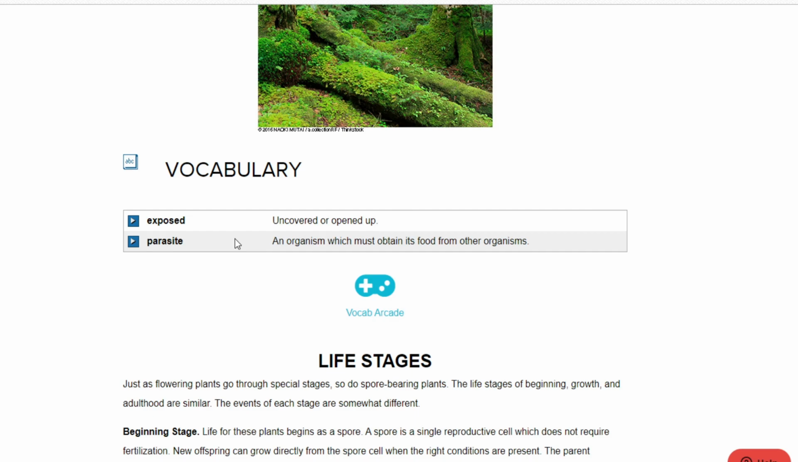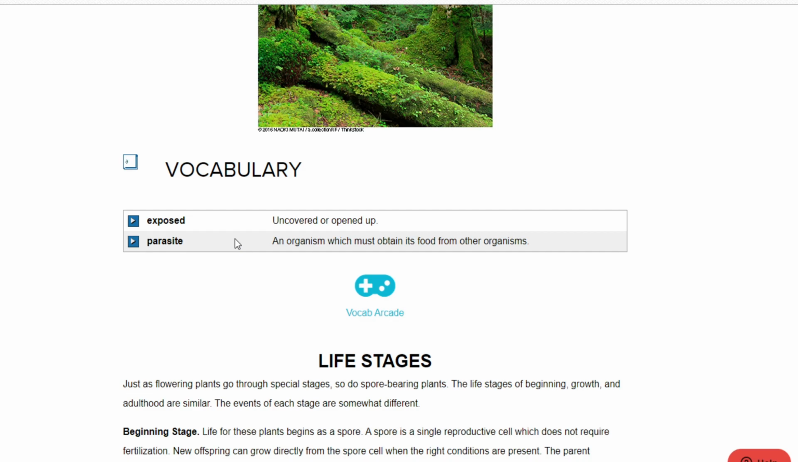Exposed. When something is exposed, it is uncovered or opened up. Think about a present. When you unwrap the present and open it up, you've exposed the present from it being covered. Or let's say you're playing hide and seek with a friend and they're hiding under a blanket. When you pull the blanket off of them, you're exposing them. So now you can see them. All right, let's look at the other word.